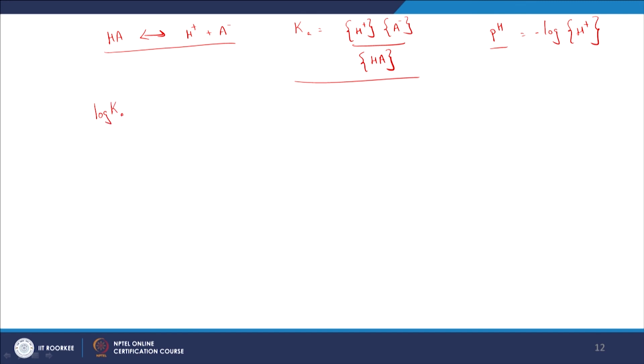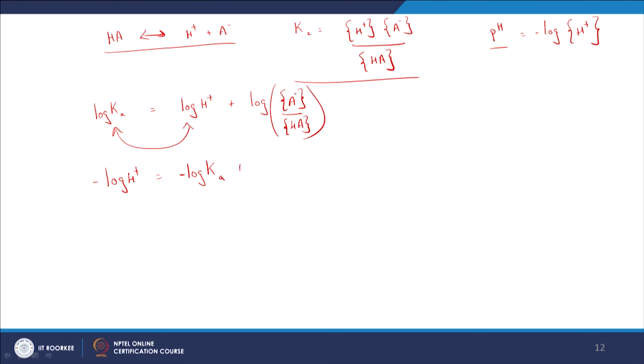Log of Ka is equal to log of activity of H plus plus log of activity of the deprotonated form by activity of HA, right. That is what we have here. So, I am going to swap these two variables. So, minus log H plus is equal to minus log Ka plus log activity of A minus by activity of HA, and this is what we have.